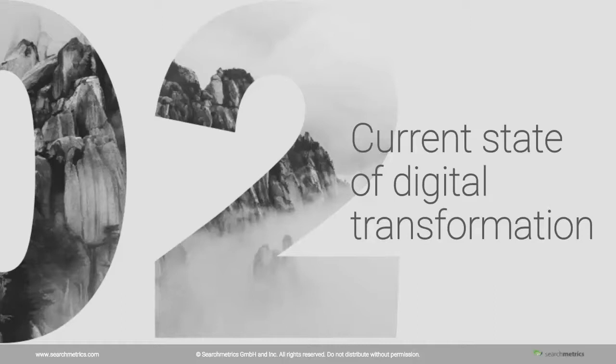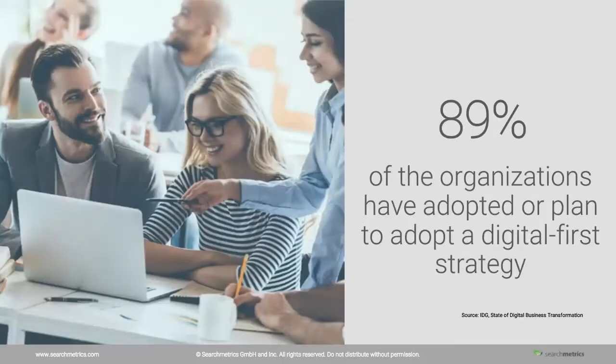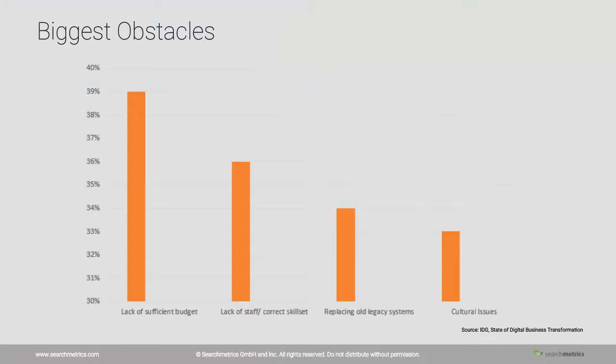Let's start with the figure that 89% of organizations have adopted or plan to adopt a digital-first strategy, which shows that the demand and the awareness for that topic is already there. So the majority of them are already working on it. But, as you can imagine, there are obstacles they need to overcome. One of the biggest obstacles is still sufficient budget. They don't have enough budget to invest in it.